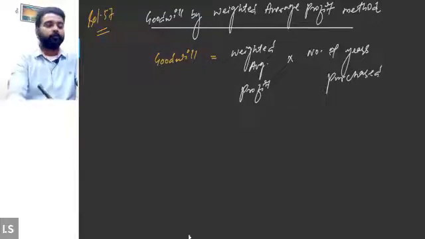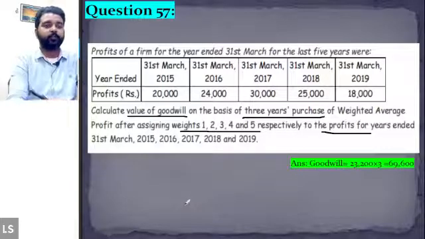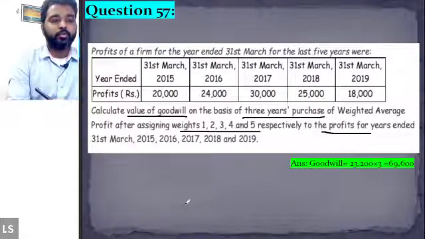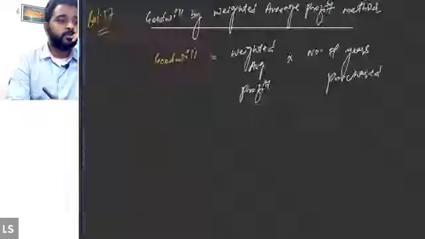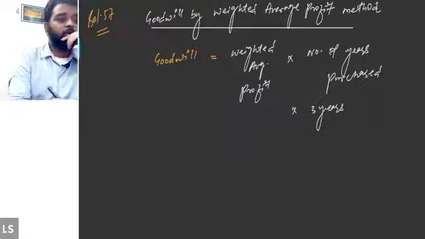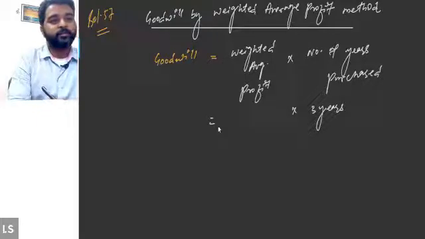So the number of years purchased is already given in the question. In the first line, you can see we need to calculate the value of goodwill on the basis of 3 years purchase. So the number of years purchase will be 3 years. All right. Now all we need to do is to find out the weighted average profit.